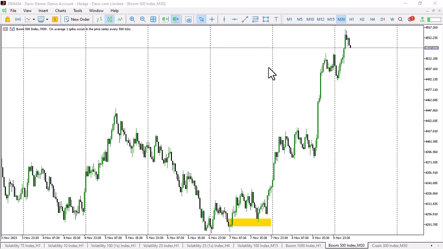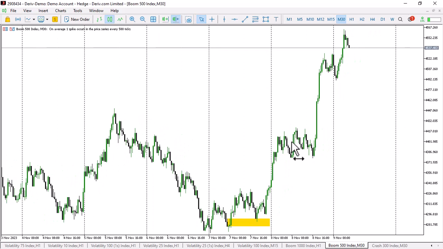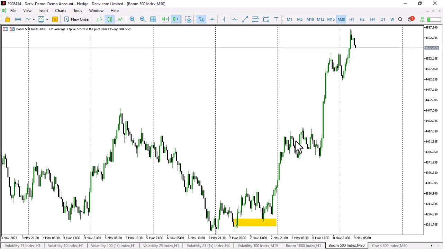So what I'm going to do today is to show you guys how to trade the boom and crash index that is found on Deriv.